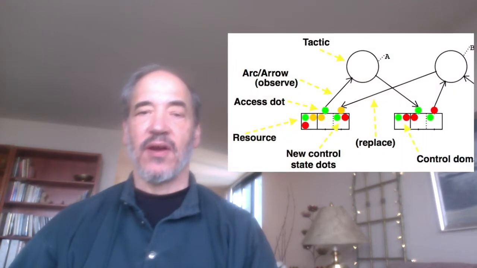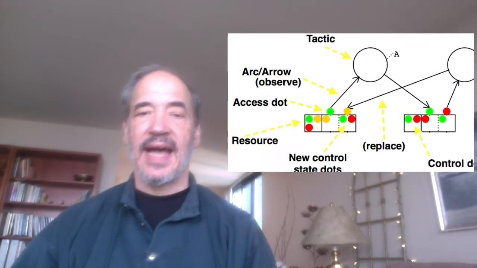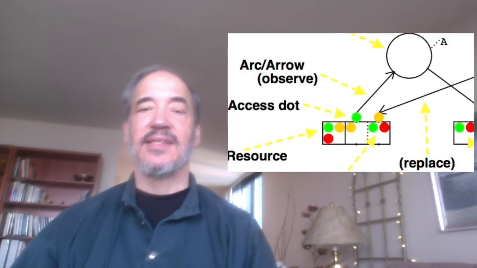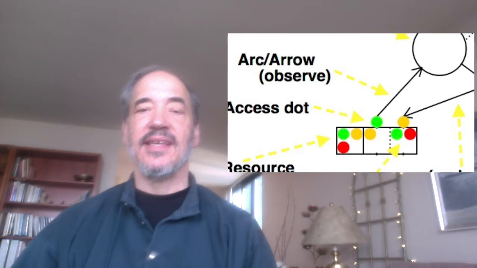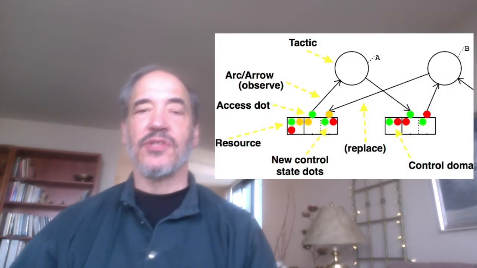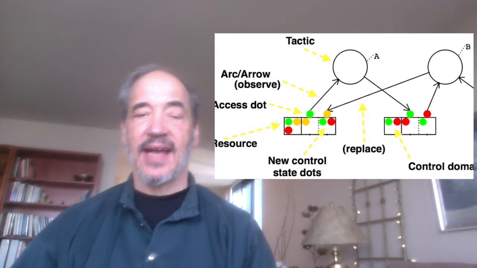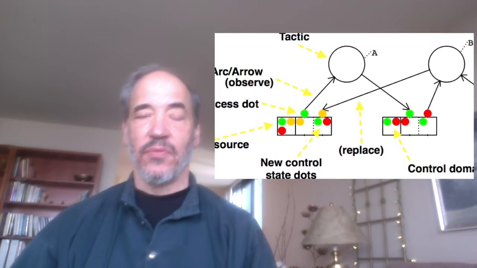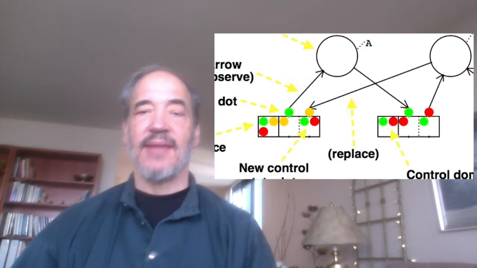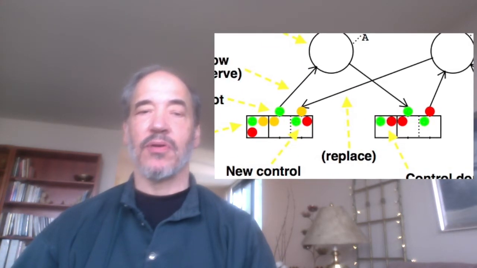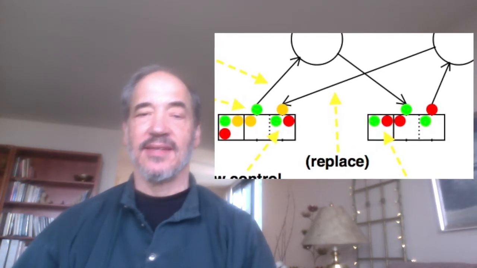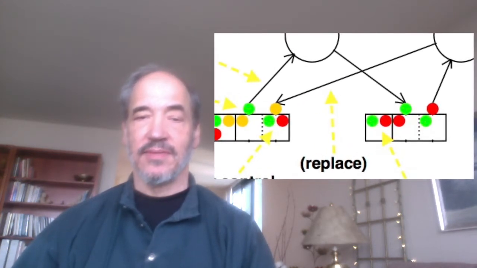An observe arrow goes from the resource to a tactic, that is, from the rectangle to the circle, and it means that the resource content is the input or argument to the tactic. If the arrow goes the other way, from the tactic circle to the resource rectangle, then it's called a replace arrow, and that means that the resource is an output or result of the tactic, and it means the entire content of that resource is a result, not just part of it.